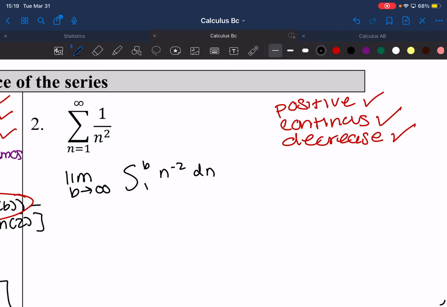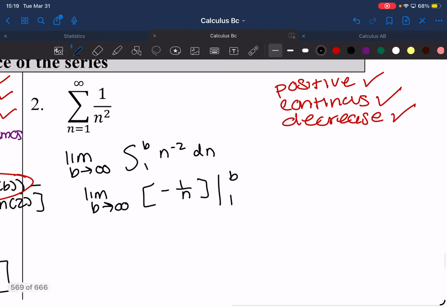From here I integrate, so I have the limit as b approaches infinity of integrating, I add 1, divide by that new exponent. So adding 1 would be negative 1, dividing by negative 1. So this would be minus 1 over n, evaluated from 1 to b. Okay, or you could have written that as negative n to the negative 1, same thing. Then I'm going to evaluate it from 1 to b. So this is the limit as b approaches infinity of negative 1 over b minus negative 1 over 1.